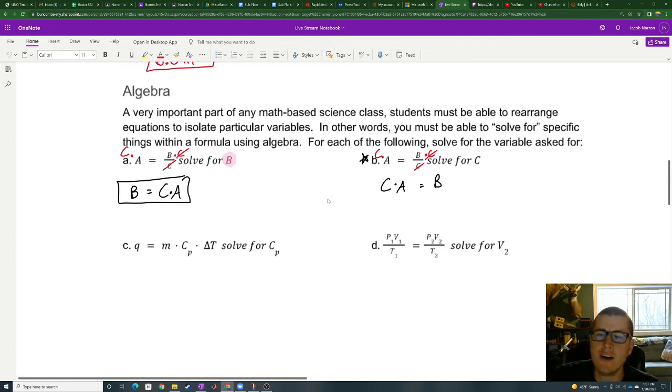Why would you do that? Because I want to get rid of that fraction. You never want to solve for something that's in the bottom of a fraction. You want to get rid of the fraction first, because now it's going to be really easy.